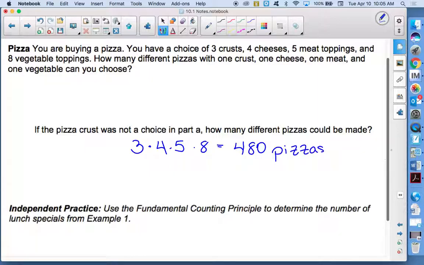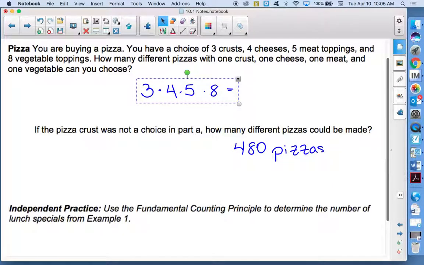Why would you multiply by 3? That's my fault. I wrote it in the wrong one. Thanks, Sam.